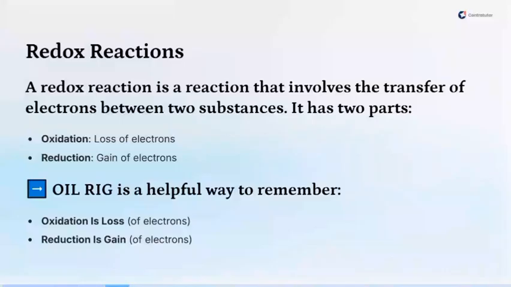Oxidation is the loss of electrons, while reduction is the gain of electrons. Oxidizing agents are the species in the reaction that gain electrons, while reducing agents are the species in the reaction that lose electrons. So that's one thing that it's important that you take note of. Now, with that being said, let's move on to the next slide.